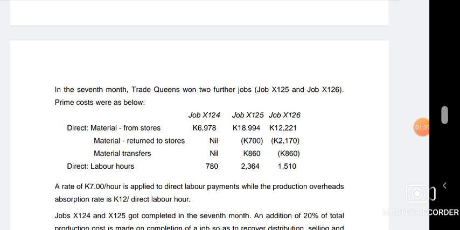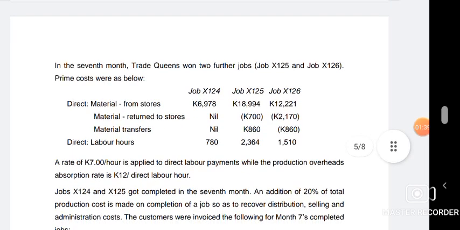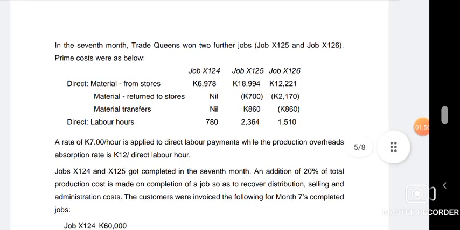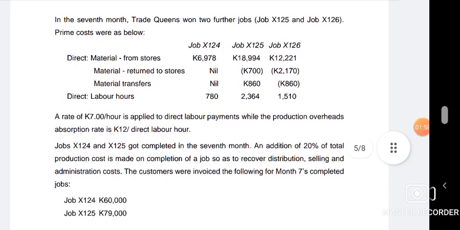Job X124 and X125 got completed in the 7th month. An addition of 20% of total production cost is made on completion of a job so as to recover distribution, selling and administration costs. The customers were invoiced the following for month 7's completed jobs. Those are the invoices that they were sent.